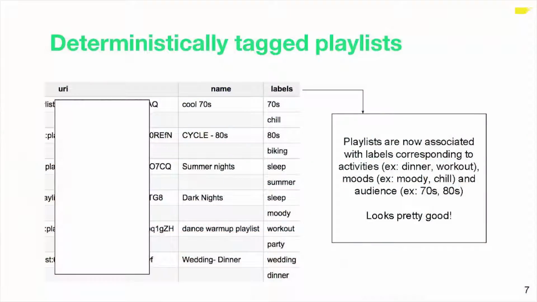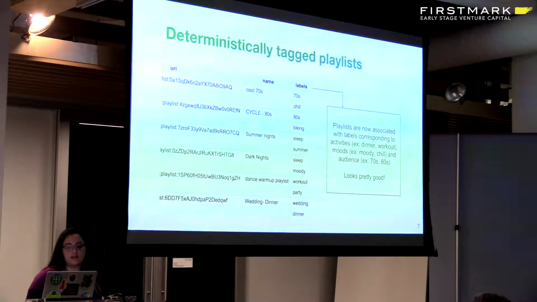So the idea is that we then would end up with this data set of deterministically tagged playlists. So we would have a unique identifier for a playlist, and here's just a few examples of some playlists that came out through this deterministic process. So the cool 70s playlist got tagged with 70s and chill. Summer nights got tagged with sleep and summer. So it looks fairly reasonable.